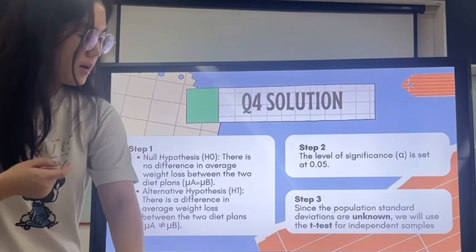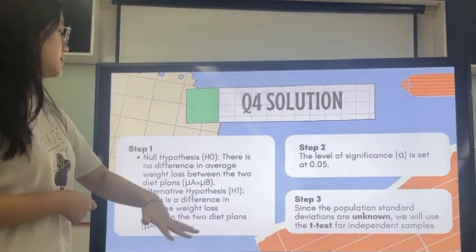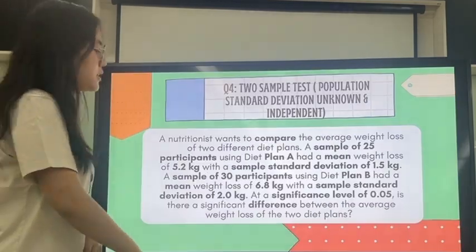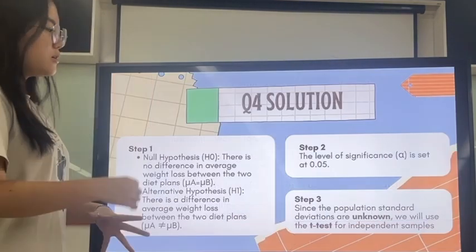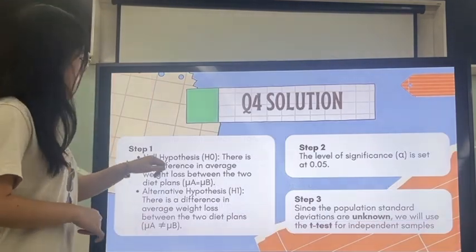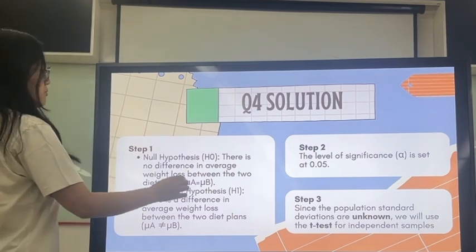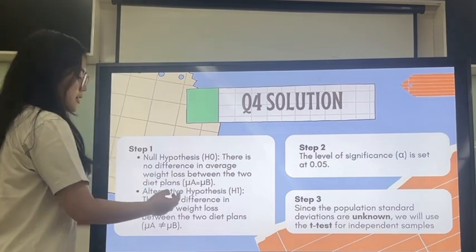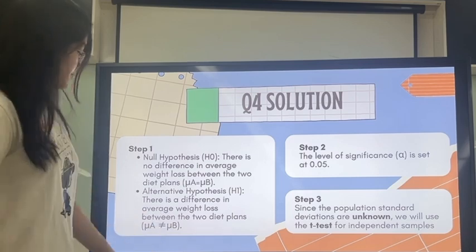So, step 1, we're going to decide the null hypothesis and the alternative hypothesis. Because of the keyword difference here, we're going to use equal or not equal to. So the null hypothesis, or H0, is mu A is equal to mu B, and the alternative is mu A is not equal to mu B.